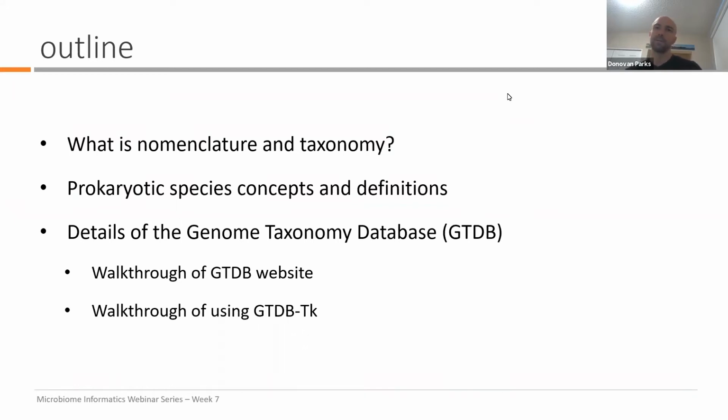And then in the last half, I'll discuss the Genome Taxonomy Database, explain how that works, and use that as an example of how you can apply these principles of nomenclature and taxonomy to a large taxonomic framework. And then I'll walk you through the actual GTDB website to show you what kind of information is available there, and through GTDB-Tk, which is a companion tool which allows you to submit your genomes, whether those be isolates, MAGs, or SAGs, and get back a taxonomic classification.